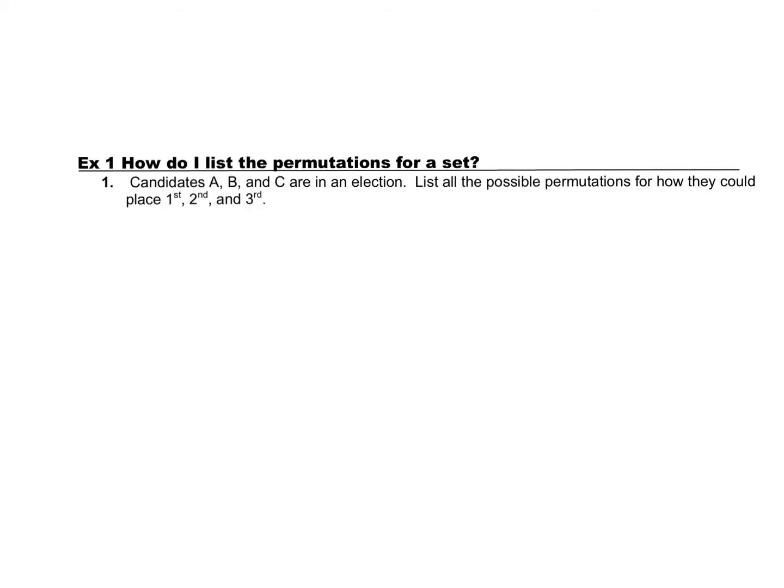Example 1: how do I list the permutations for a set? We have candidates A, B, and C in an election. I'll list all the possible permutations for how they could place first, second, and third. So we've got our first place, second place, and third place, and our candidates listed as A, B, and C.